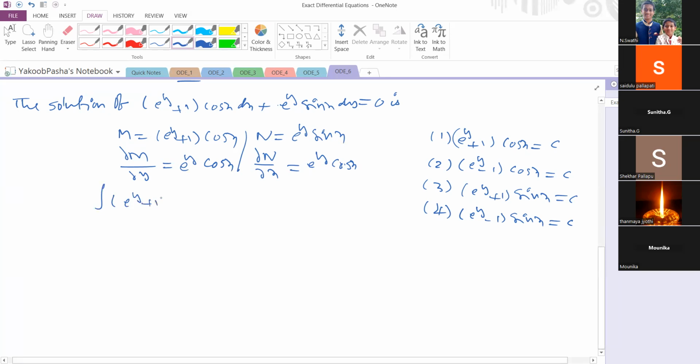So now integrate the given differential equation: integral (e to the power of y plus 1) into cos x dx plus integral e to the power of y into sin x dy is equal to c. Here we know that y is constant; in the second, we have only y terms to be integrated. So here e to the power of y plus 1 is constant and integration of cos x is sin x. In the second term there are no pure y terms, it contains x and y, so no need to integrate the second term. So this is equal to c.